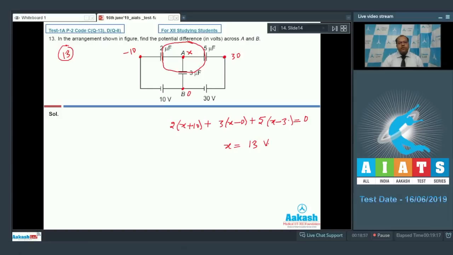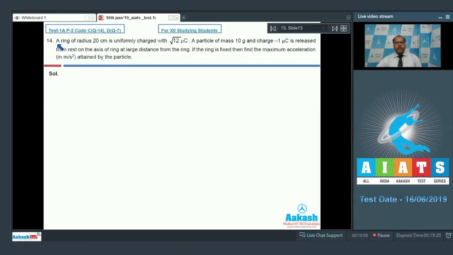Let's move to question number 14. In question number 14, a ring of radius 20 cm is uniformly charged with root 12 microcoulomb of charge. A particle of mass 10 gram and charge minus 1 microcoulomb is released from rest on the axis of the ring at a large distance from the ring. If the ring is fixed, find the maximum acceleration in meter per second square attained by the particle. So let's analyze the situation.